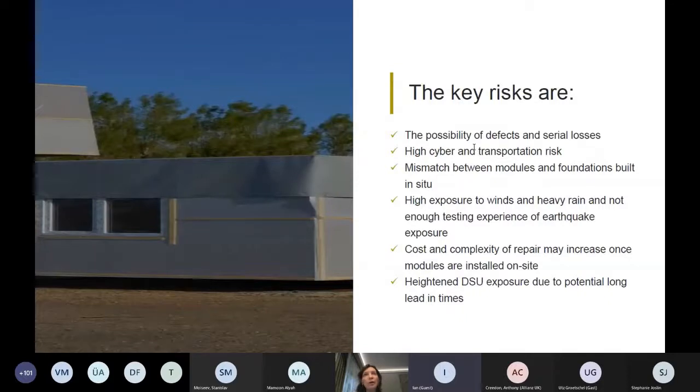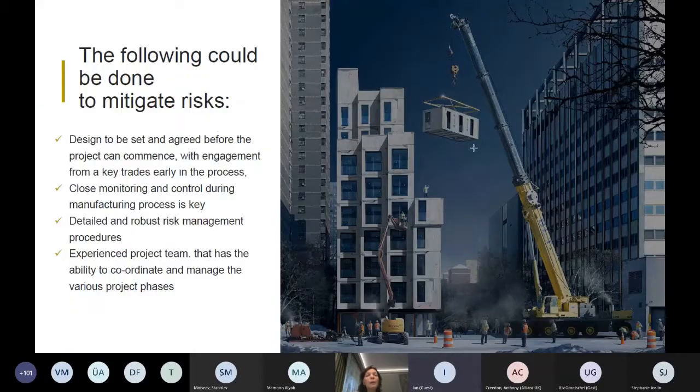Problem of fire risk with the wide usage of combustible material and the lack of compartmentation. And also a high DSU exposure due to the very short period of manufacturing and construction. So we found that the following could be done to mitigate risk, but of course every project should be carefully analyzed and assessed case by case.